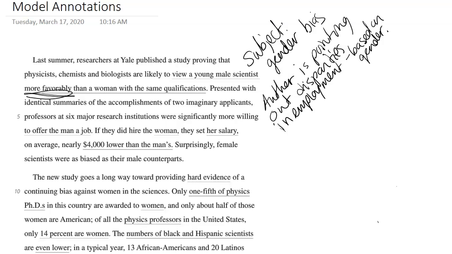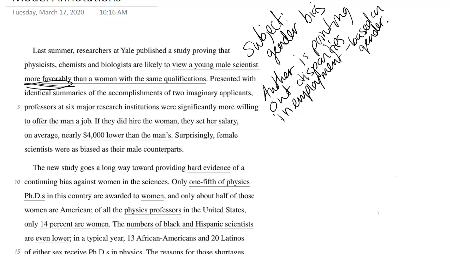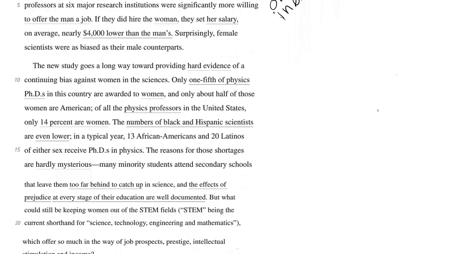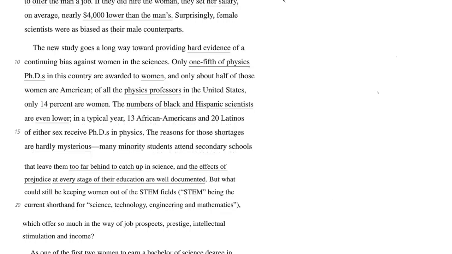The new study goes a long way toward providing hard evidence of a continuing bias against women in the sciences. Only 1/5 of physics PhDs in this country are awarded to women, and only about half of those women are American. Of all the physics professors in the United States, only 14% are women. The numbers of Black and Hispanic scientists are even lower. In a typical year, 13 African Americans and 20 Latinos of either sex receive PhDs in physics. The reasons for those shortages are hardly mysterious. Many minority students attend secondary schools that leave them too far behind to catch up in science, and the effects of prejudice at every stage of their education are well documented.